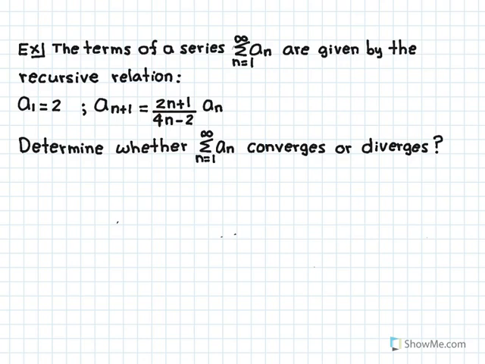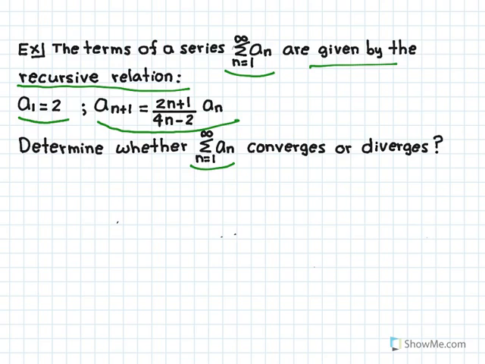The terms of a series summation a sub n are given by the recursive relationship a sub 1 is equal to 2, a sub n plus 1 is equal to 2n plus 1 divided by 4n minus 2 times a sub n. Determine whether the series summation n equals 1 to infinity, a sub n converges or diverges. We're going to apply the recursive relation itself to form the ratio test. Notice that we have a sub n plus 1 divided by a sub n is equal to 2n plus 1 divided by 4n minus 2. So it's natural to apply the ratio test to solve this question.